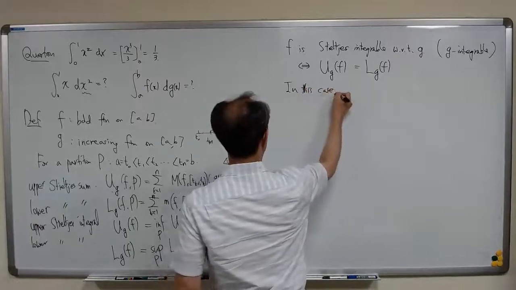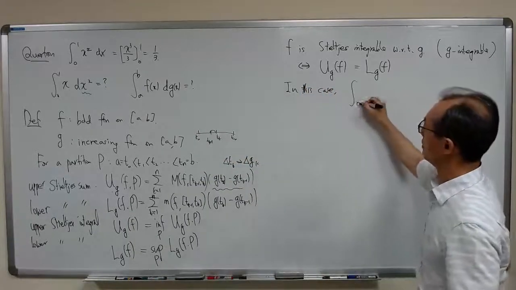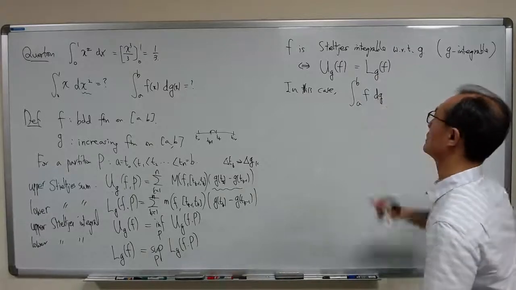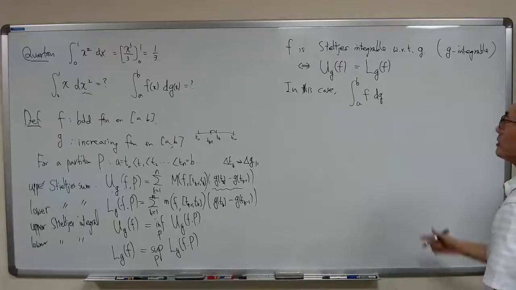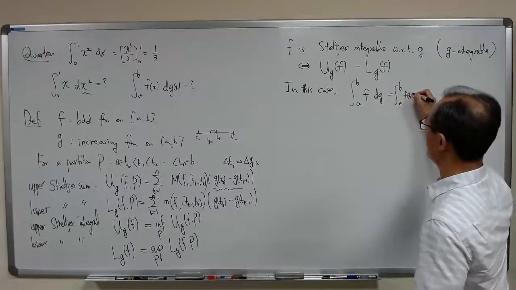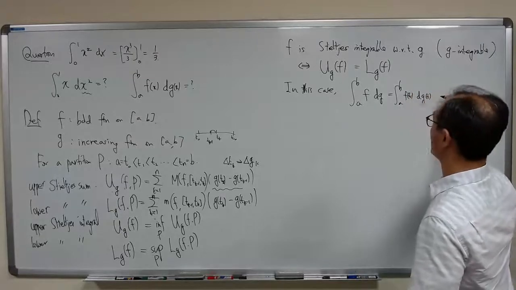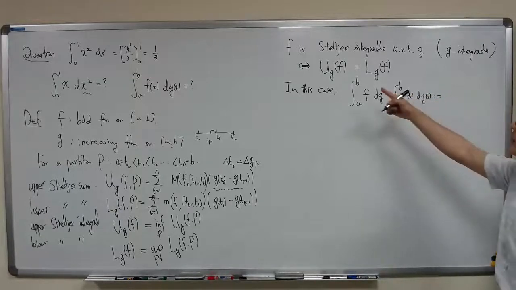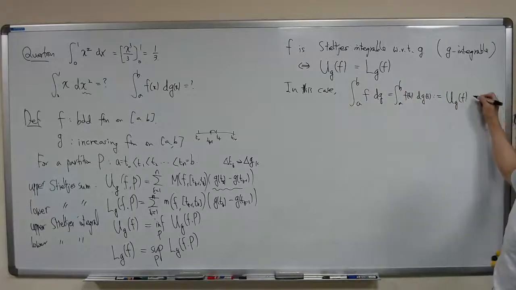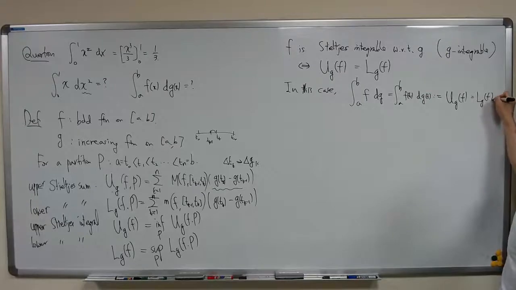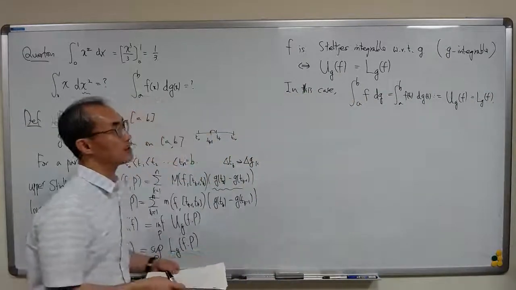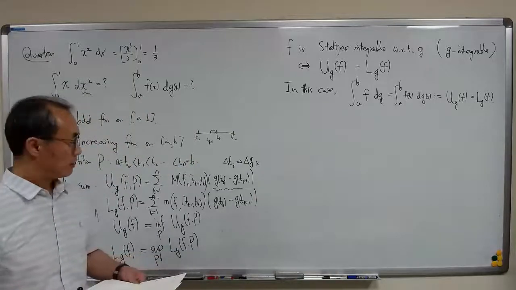we define the integral of function f with respect to another function g, or in simplified notation, the integral of f of t d g of t. This will be defined by either one, since they are the same. You can choose the upper integral or the lower. That's the definition of the Stieltjes integral.